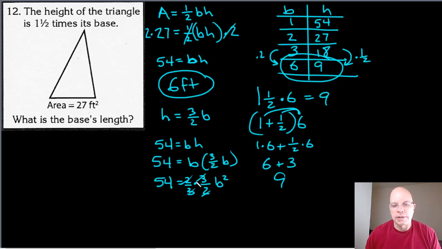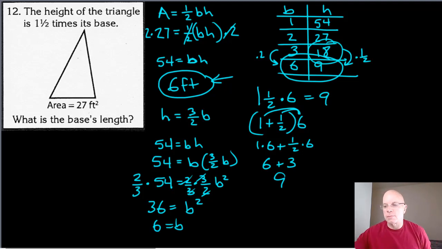But the property of equality tells us we have to do the same thing to both sides of the equation to keep the equation balanced. 2/3 of 54, 1/3 of 54 is 18. You see it right there. So 2/3 would be 2 18s, or 36. So 36 equals b squared. So what must be b? The square root of 36, or 6. Which is the same result we got up here, but just showing you the way you would do it algebraically using substitution and algebraic solution for that.